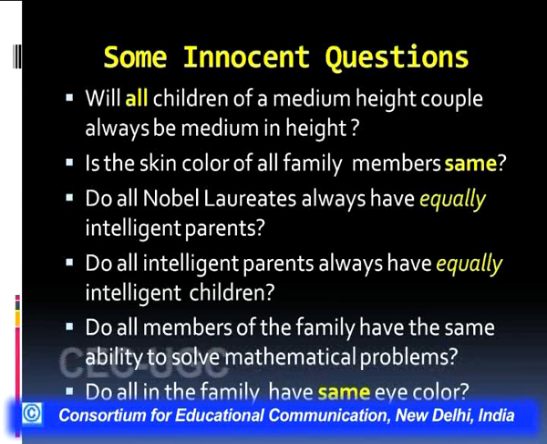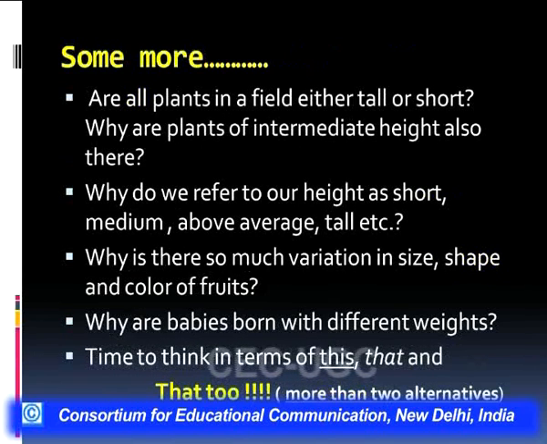Perhaps not. And a very common aspect of eye to eye contact: do all in the family have the same eye color? Perhaps never. Some more questions we can ask ourselves. You go to a field. Do you find that all the plants in a field are either tall or short? Are there not any intermediate height plants? So, can we just distinguish this plant population into tall and dwarf?